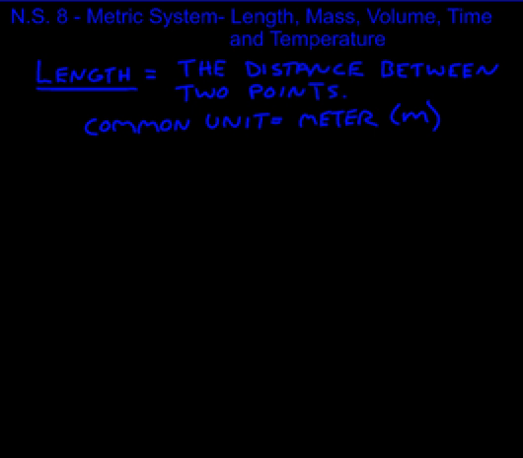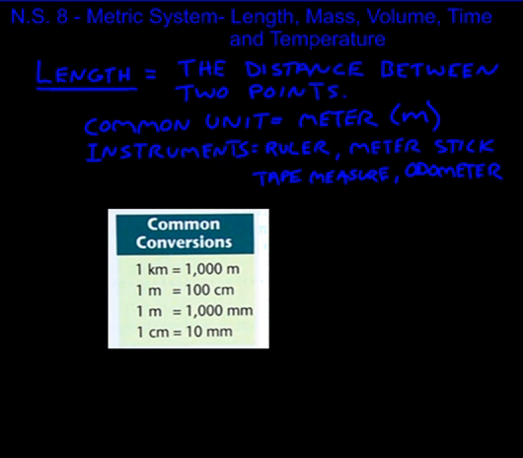Scientists use metric rulers, meter sticks, and tape measures to measure length. To measure long distances, a tool like an odometer, which measures the distance a car travels, is another tool that could be used. Here are some common conversions that we use in science class for length.